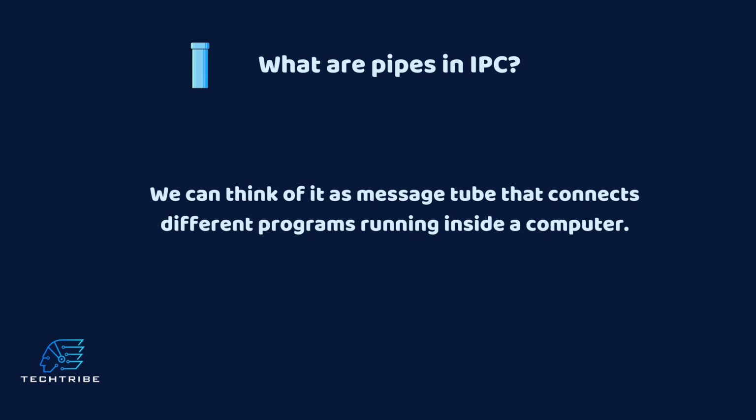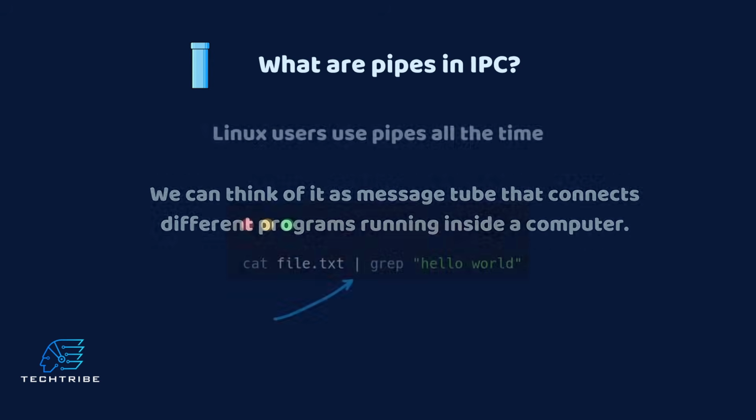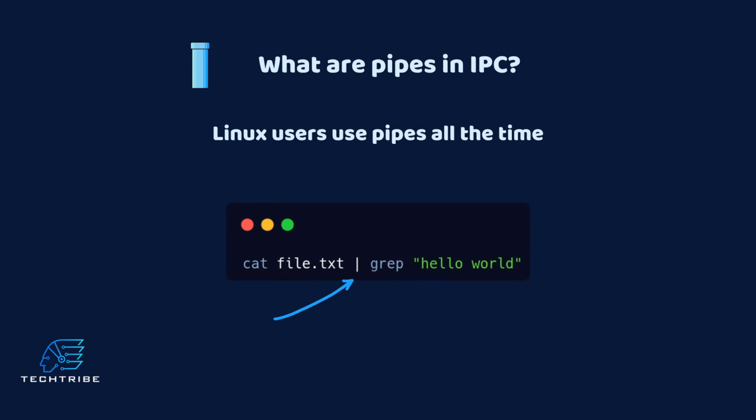Linux users use pipes all the time when using terminals, such as cat file.txt | grep hello world. So this is basically two processes or two programs being used with the pipe command. The cat is getting the content from a file and the grep is filtering it.